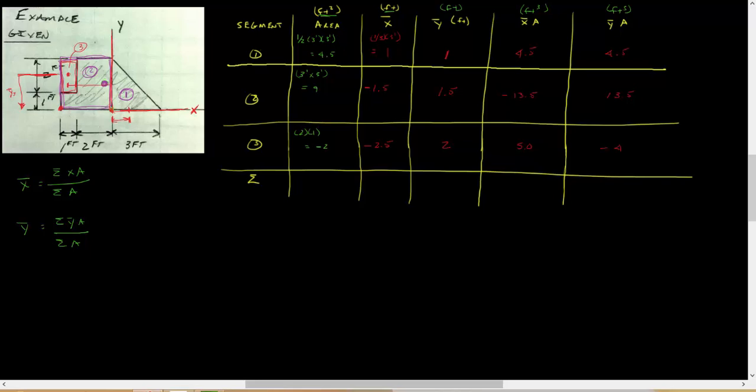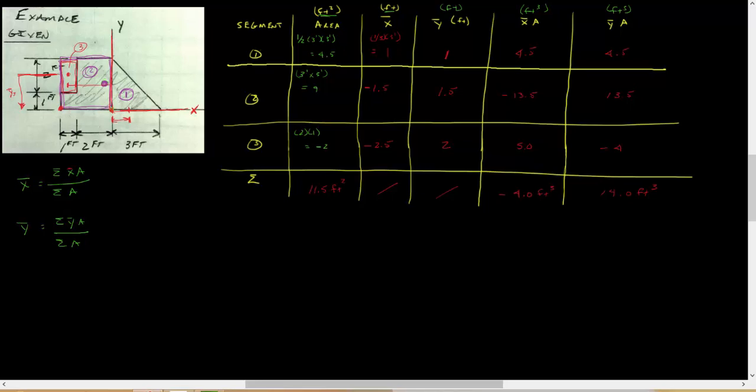Now, I don't need this and I don't need this, but I need my area for my equation down here, and I need my x bar a and y bar a. I need these two numbers for the top of my two equations. So all I'm doing is summing these up. If I add 4.5, 5, and negative 13.5, I come up with negative 4 feet cubed. Here I get 14.0 feet cubed. And for my area, I came up with 11.5 feet squared.